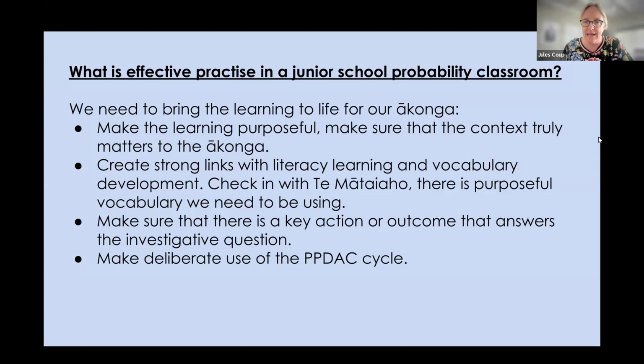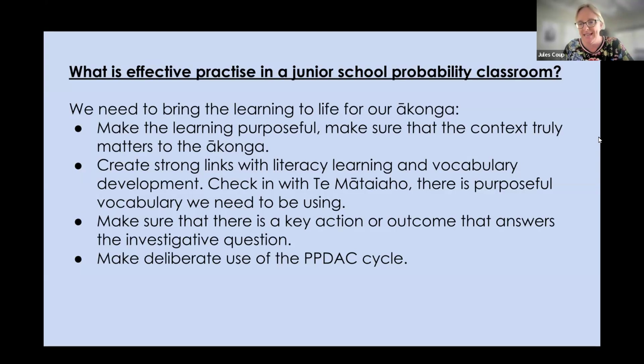It's really important that we have strong links with literacy and that we're utilizing the vocabulary correctly ourselves, as well as encouraging the vocabulary to be used through strong models and sentence frames for our tamariki as well. We need to make sure that we're checking in with the New Zealand curriculum refresh, Te Mātaurako, because there is listed vocabulary there that we need to make sure that the children are both exposed to, but also utilising.